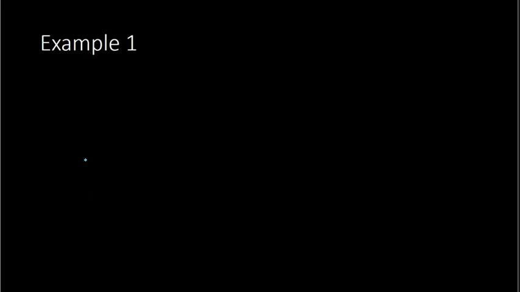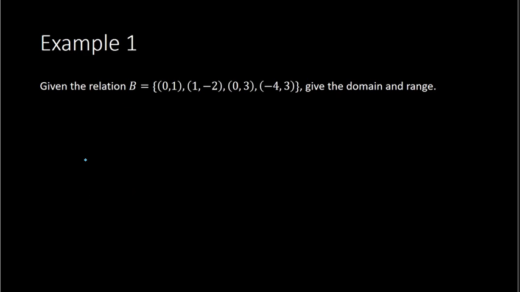Alright, here's a little practice with domain and range. So if you have the relation B equals (0, 1), (1, -2), (0, 3), and (-4, 3). And you're told to give the domain and range. What we're doing is, for domain, we look at all the x values. So domain, we see 0, we see 1, 0 again, and -4. Those are all my x values.